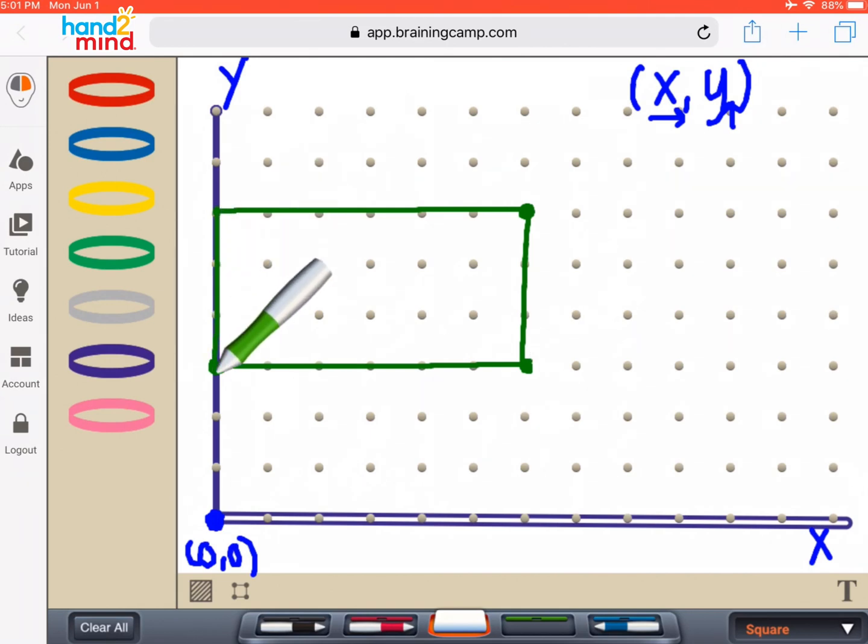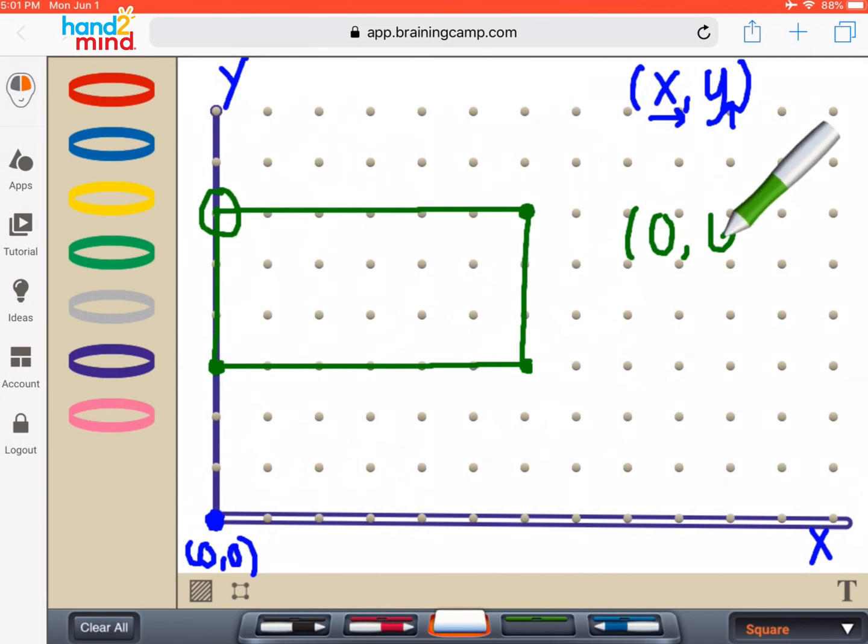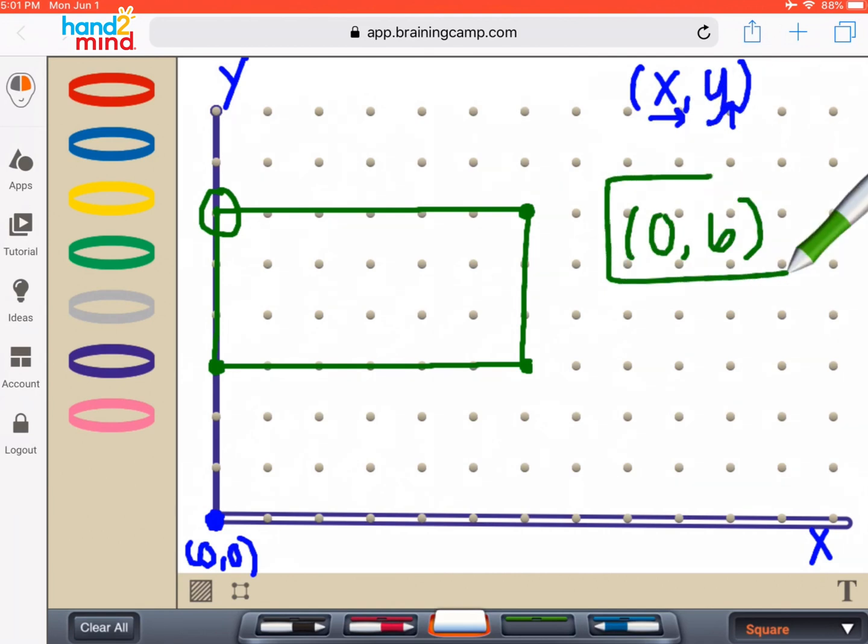So we know that the last cone needs to be placed at this point, which is to the right none, so 0, comma, and then we move up the y-axis, 1, 2, 3, 4, 5, 6. So our final cone needs to be placed at the point (0, 6).